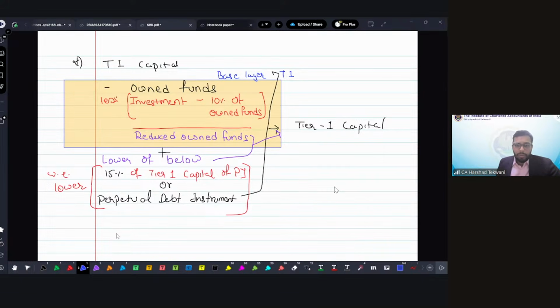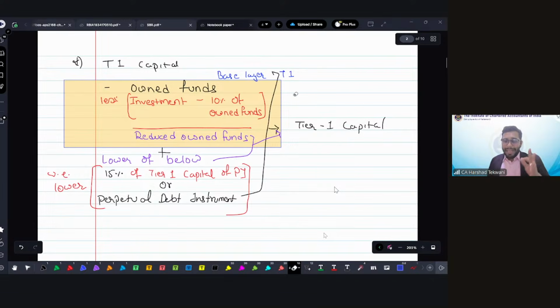No, not the full perpetual debt instrument. In that case, there will be no allowance. If there is no tier 1 capital of the previous year, you will take 0 for that. There will be no allowance for the tier 1 capital or perpetual debt instrument. Okay, in that case, it will be 0 for that. Yes, 0.